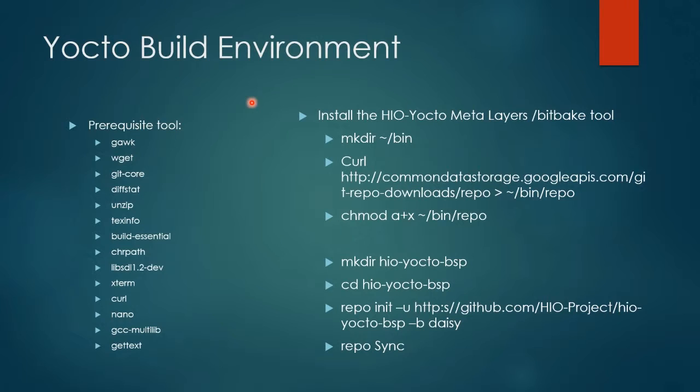In Amazon EC2, we will boot up with Ubuntu and set up the Yocto environment. We will need to install the prerequisite tools and the Hio Yocto meta layers, which we call the Hio Yocto BSP. Also, we need to install the BitBake tool. BitBake is a build engine that follows recipes to execute tasks for cross-platform compilations.